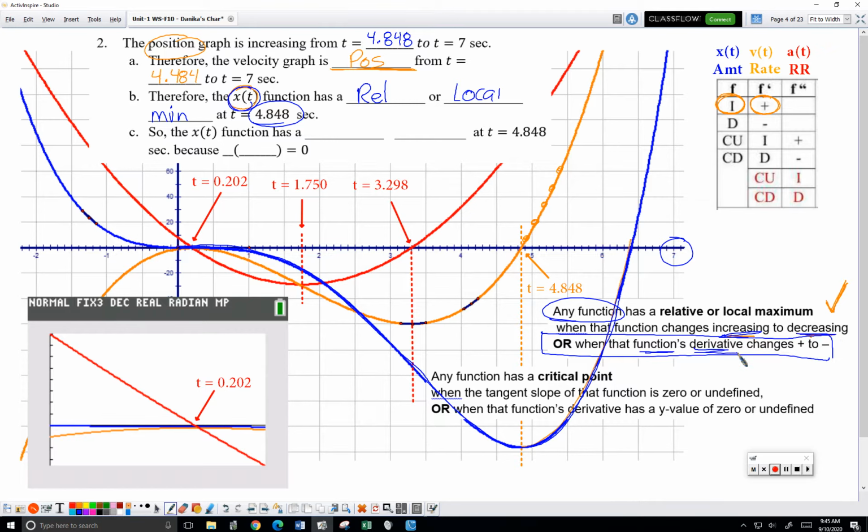So we talked earlier today, and on the gold packet, velocity is the derivative of position. So the position has a relative or local max when the velocity changes positive to negative, meaning the y-coordinates of the velocity change positive to negative. We see that happening. That's why I drew these dotted lines. Right here, when the position graph is changing decrease to increase, that's the exact same moment in time when my velocity y-coordinates are changing from being negative y-coordinates to being positive y-coordinates. It's exactly the same time.